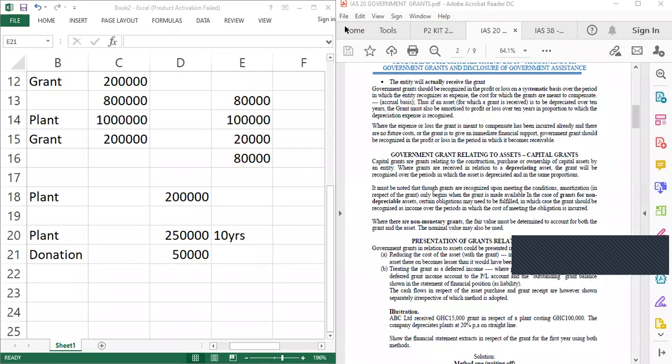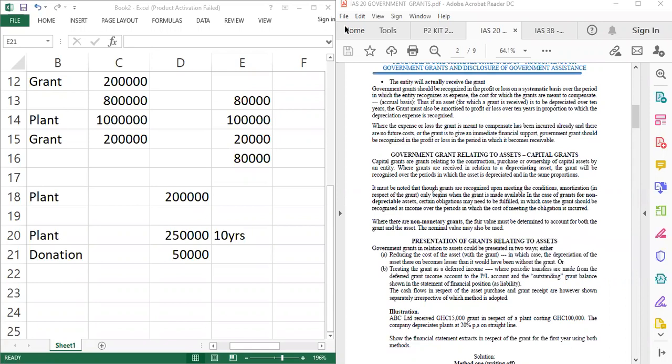Because if the donation reduces the cost that you are going to incur to buy the plants, then you are going to use 200,000 to purchase the plants because you receive 50,000. That is what I think. That is what I'm also thinking I should do. But I have a reason. How do you think we should account for the 50,000 donation?